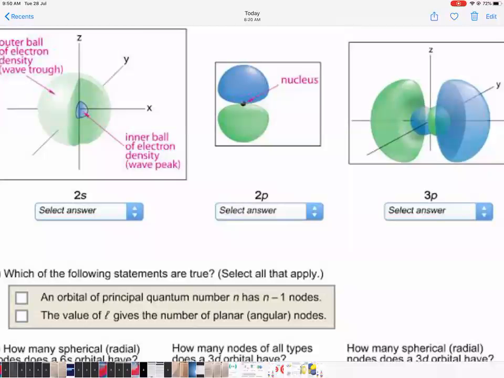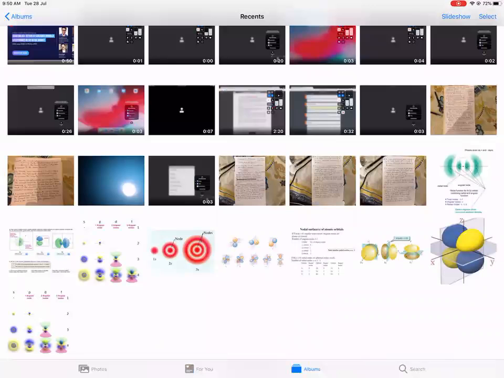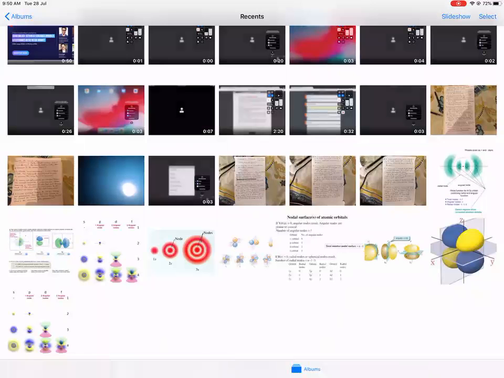I can show you radial nodes here. Planar nodes only give... Radial nodes, it's very tough to draw a diagram. So radial nodes, please remember this, the number of radial nodes is n minus L minus 1.